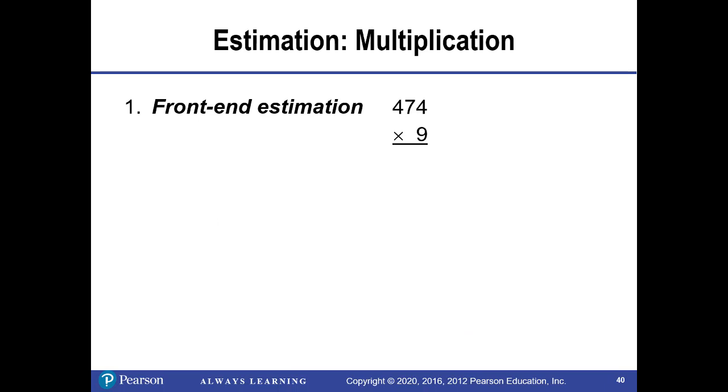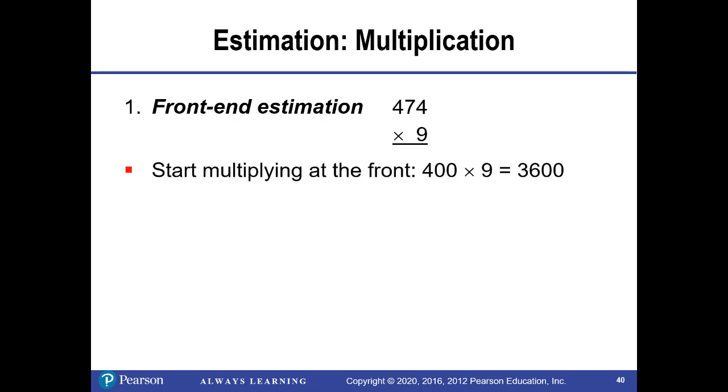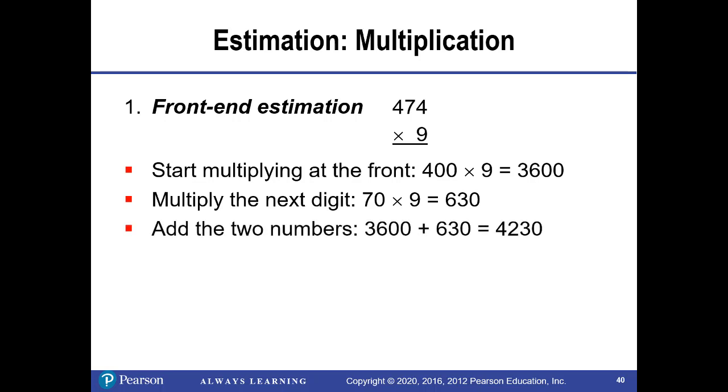And then front-end estimation. We start by multiplying at the front. 400 times 9 is 3,600. And then 70 times 9 is 630. We add the two numbers together to get 4,230 as our estimate. We could keep going and say, oh, we're going to add 36 to that. That's also okay, but that's not an estimate anymore.